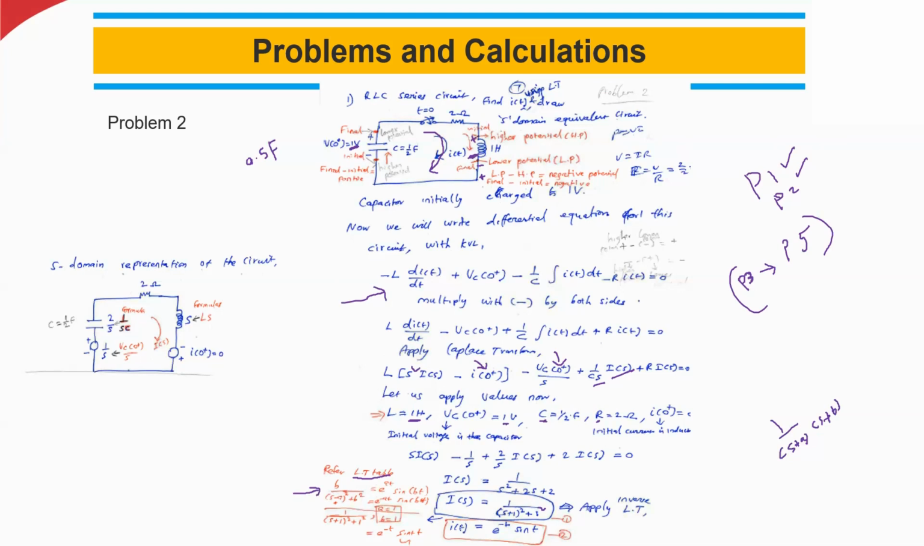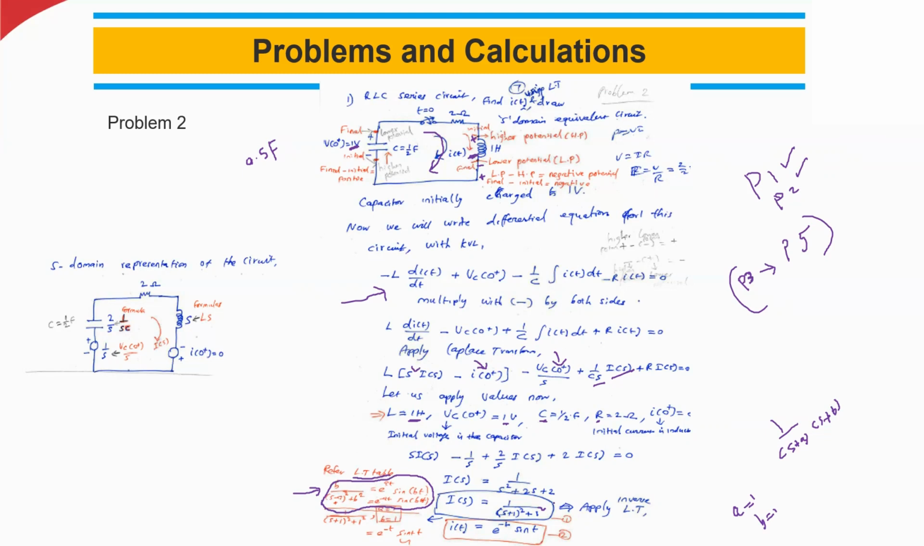So it becomes i of t is equal to e to the power minus t sine t, because here you can see a value is 1, b value is also 1, and this is the formula. Okay, so if you apply this, then this is the final equation of the current value in this circuit.